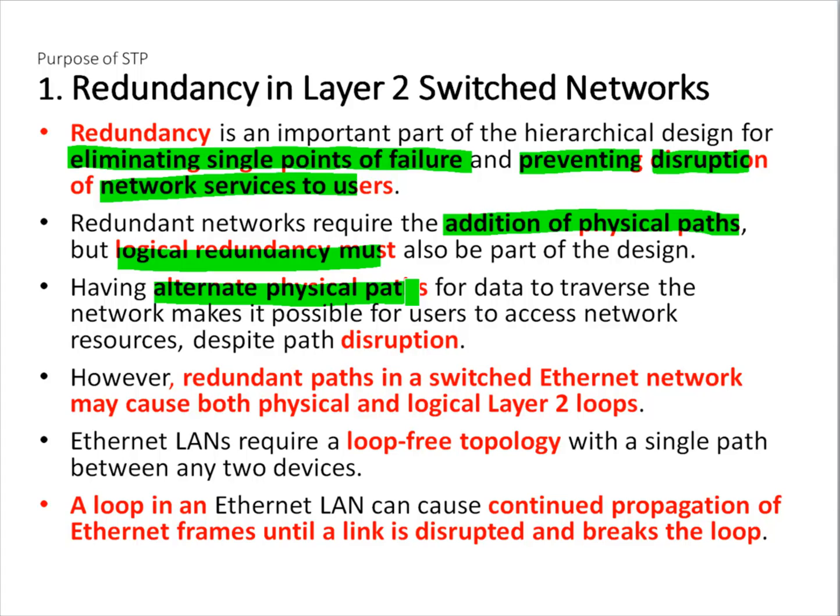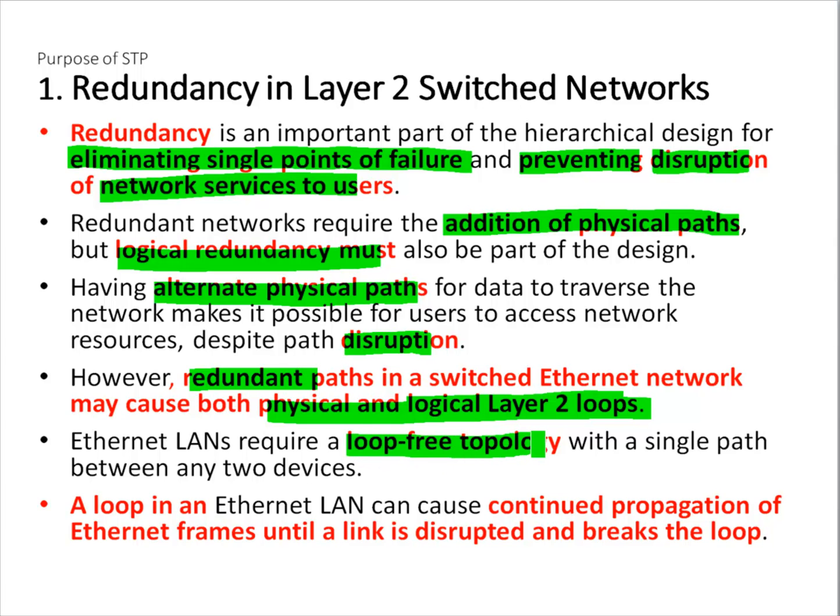In case of any problem in your network, you can automatically avoid network disruptions. Then if you are going for redundancy, there are a lot of chances for loops. So physical and logical loops may occur in your network. So we need a loop-free topology diagram. Your topology should be loop-free. If you have a loop, there are a lot of other issues, as we already discussed.